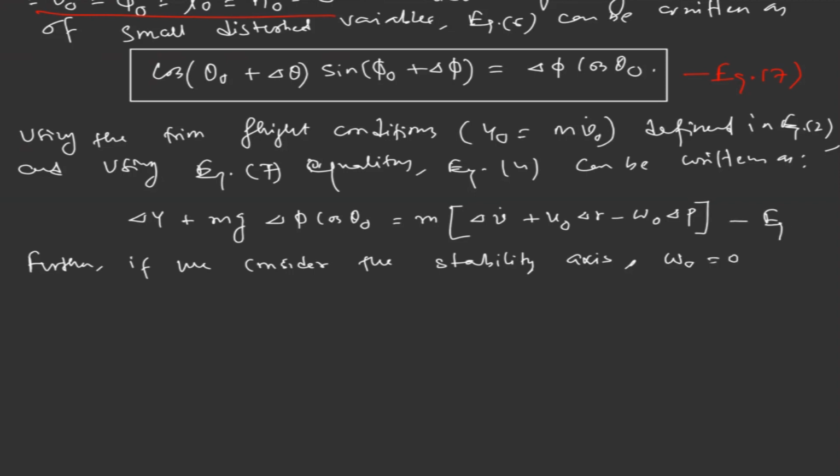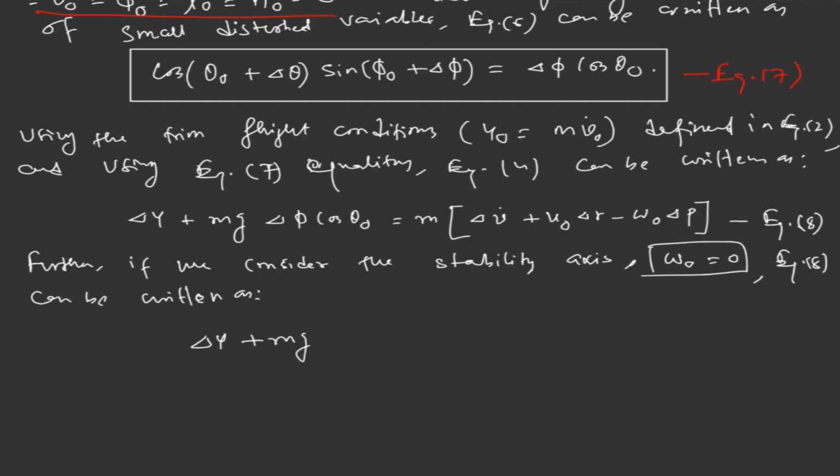Let me define this equation number 8. This part you have already done during the discussion of the longitudinal motion of the aircraft. So for this condition, equation 8 can be written as: delta y plus mg delta phi cos theta naught equal to m into delta v dot plus u naught delta r. Let's define this equation number 9.